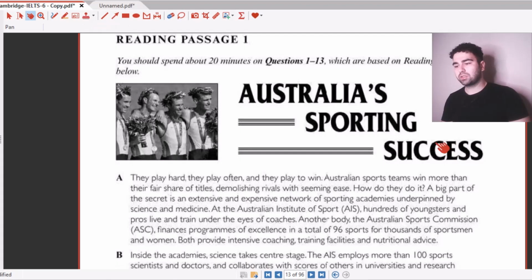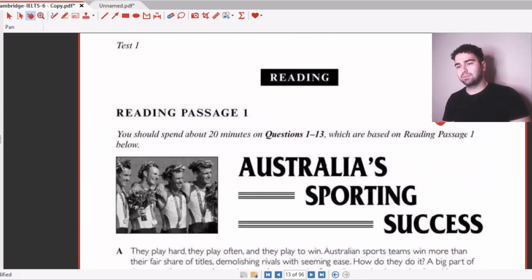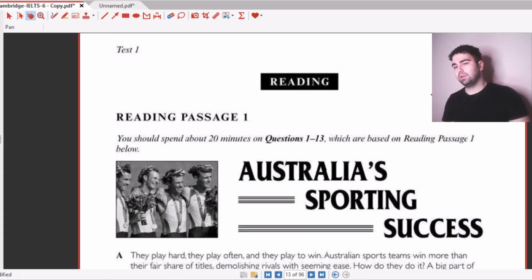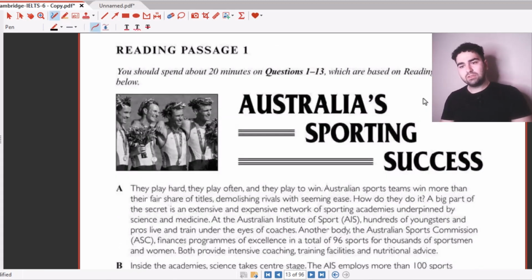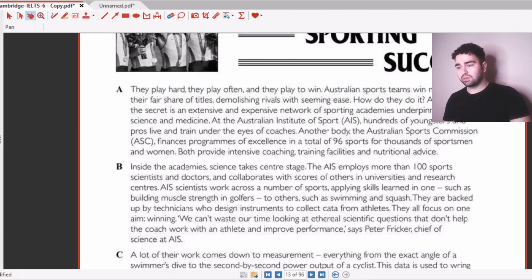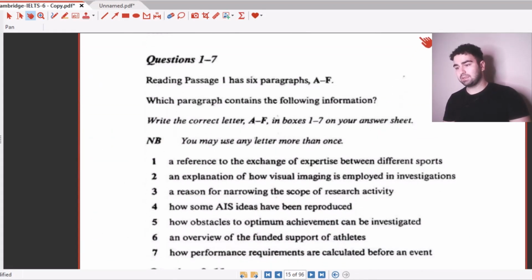This is Australia's sporting success, passage 1 from test 1 of book 6, IELTS Cambridge 6. The first thing that we do normally, this is a part of skimming, is read the title. This is something that most people do, and I believe it is needless to say. So Australia's sporting success is something that the text is going to talk about.